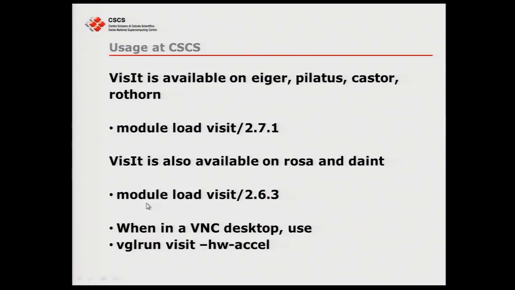VisIt is available at CSCS on Eiger, Pilatus, Castor, and as of yesterday night on Rowthorn. Rowthorn is a machine at CSCS that may be interesting for you because it has 2 terabytes of RAM. It's the only such machine with a large memory available. VisIt is also available on Rosa and on Daint. Well, Daint is not open to the public yet, but Rosa is available. Some of you must be users of Rosa.